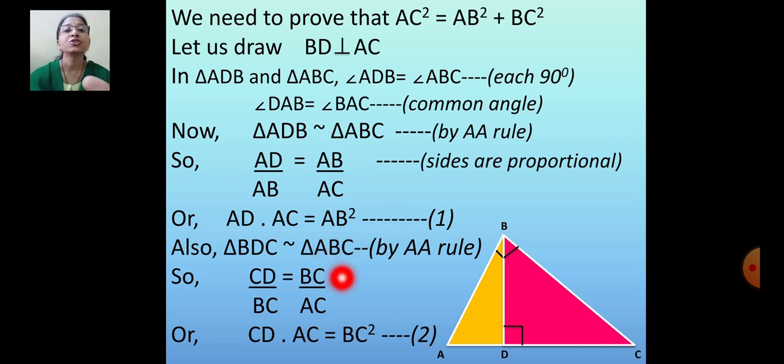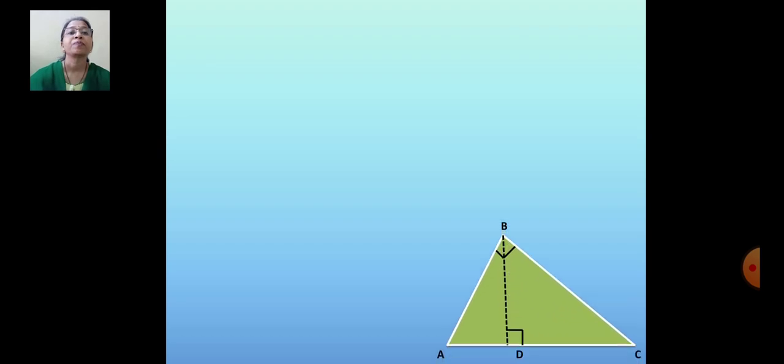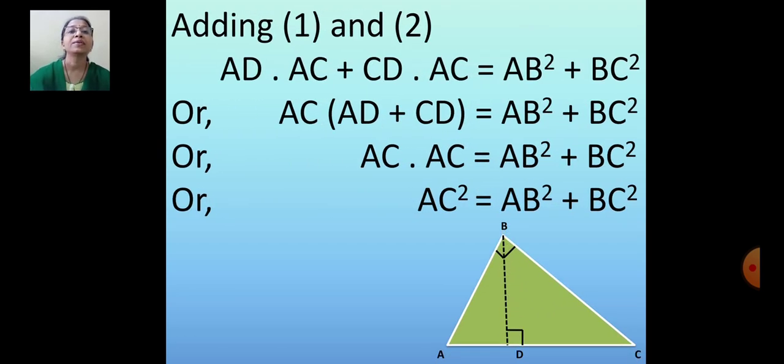So now you take the ratio of corresponding sides. You will get CD upon BC is equal to BC upon AC. Now cross multiply. So CD into AC is equal to BC square. Give this as equation number 2. Now you add equation 1 and equation 2, left hand side with left hand side and right hand side with right hand side. So you will get this one, adding 1 and 2.